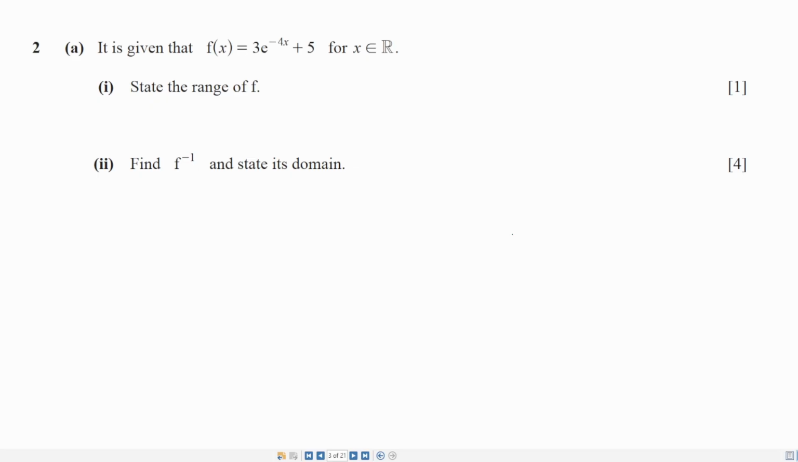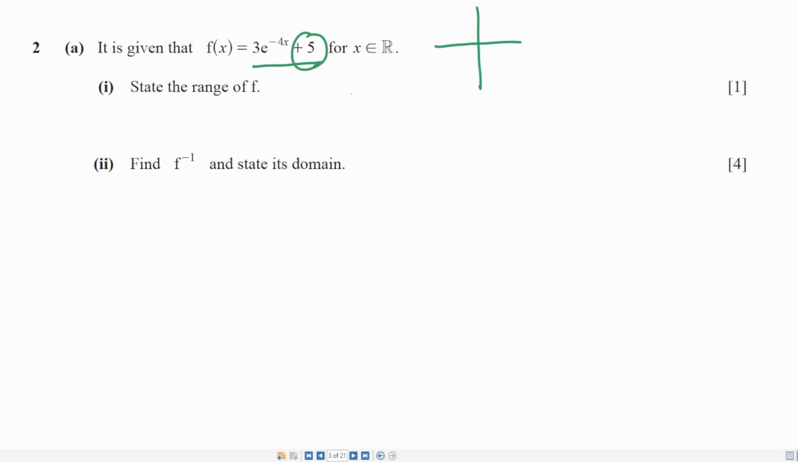So this is our second question, and it's quite similar to our first question. This is also a function, however this is an exponential function, right? Because this e is raised to the power of -4x, oh sorry, I mean this 3e is raised to the power of -4x, and there's a plus 5 at the back. This is our constant value.